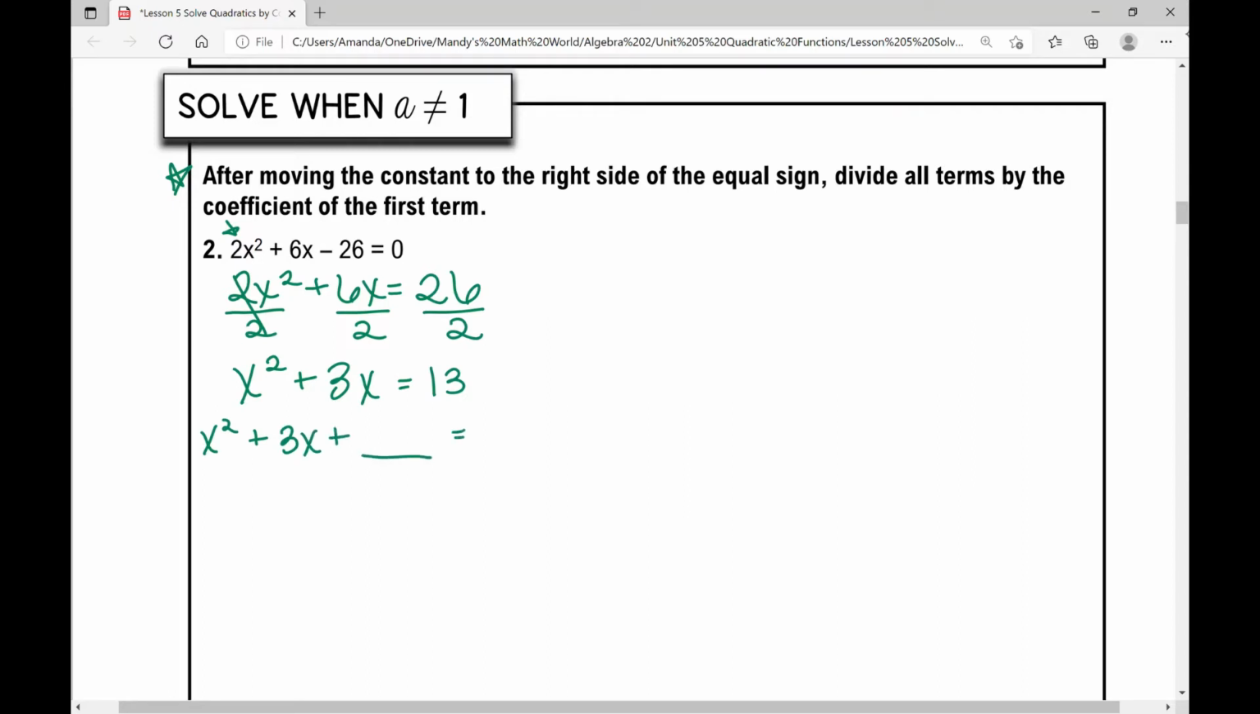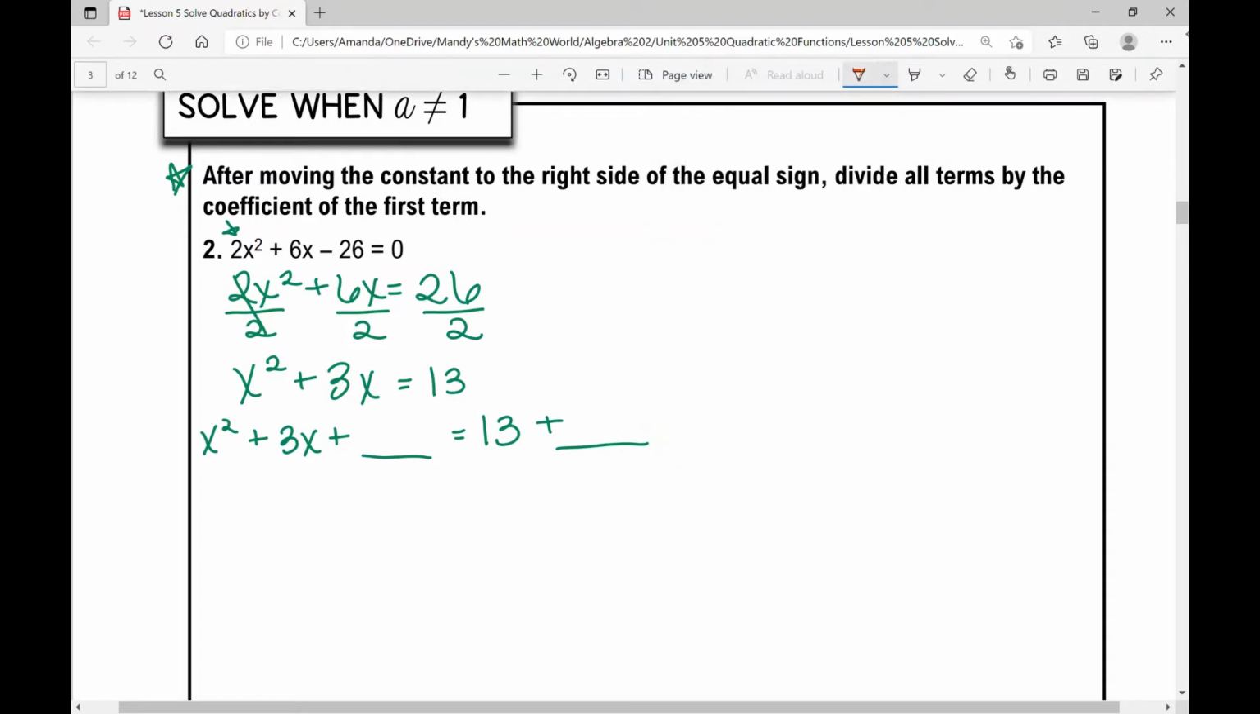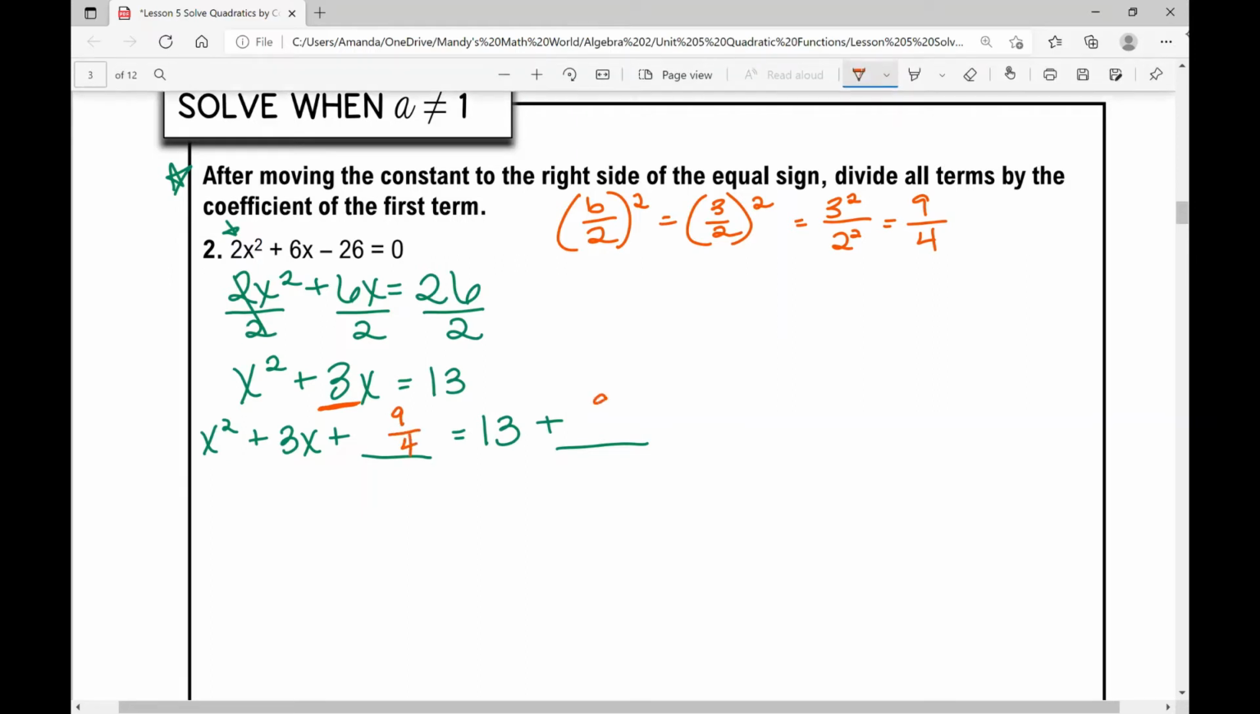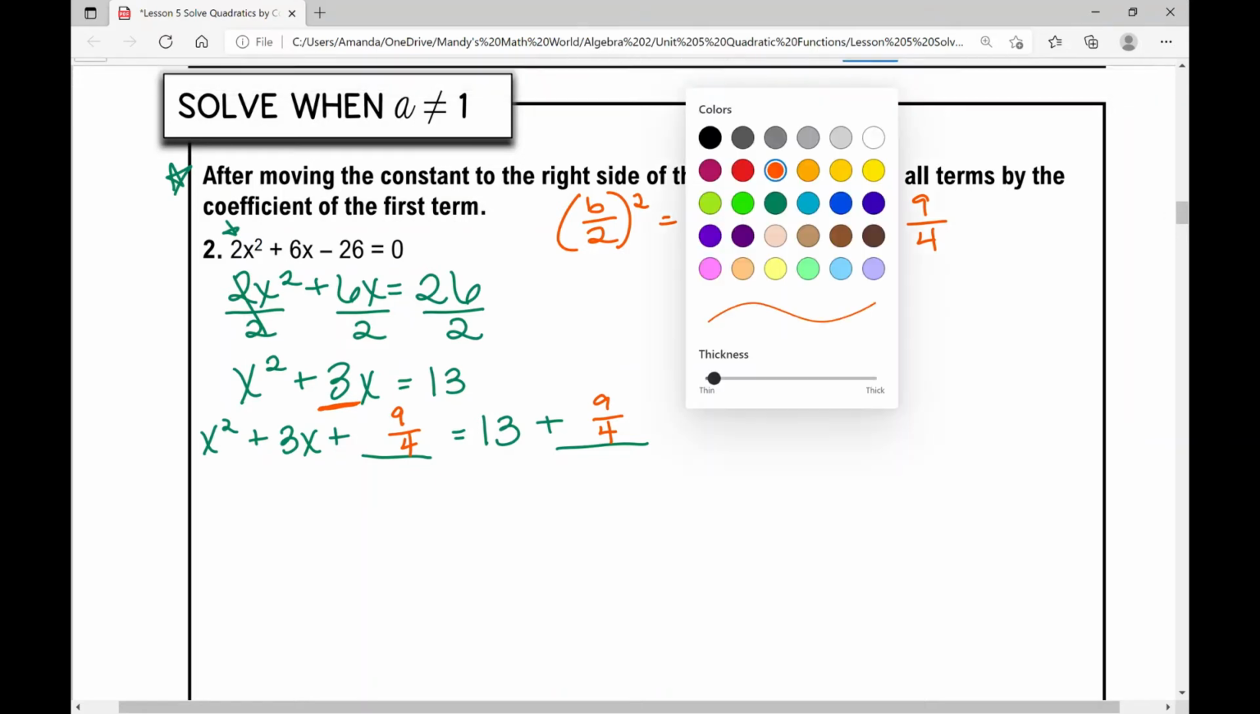So what is that number going to be? B over 2 squared. That's what we're wanting to find. B over 2, this is our new B, right? 3 over 2 squared. Oh, lovely. Applying our exponent rules, that's the same thing as 3 squared over 2 squared, which is 9 over 4. We're going to add 9 over 4 to both sides. Okay, moving on.